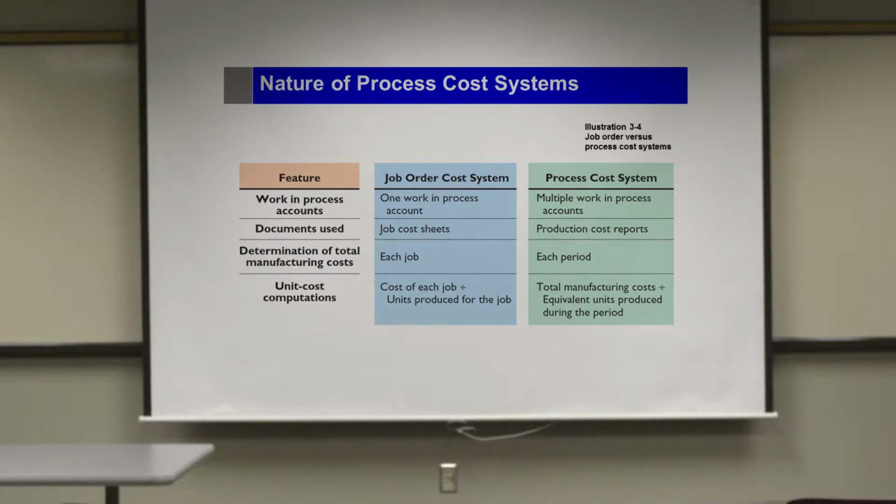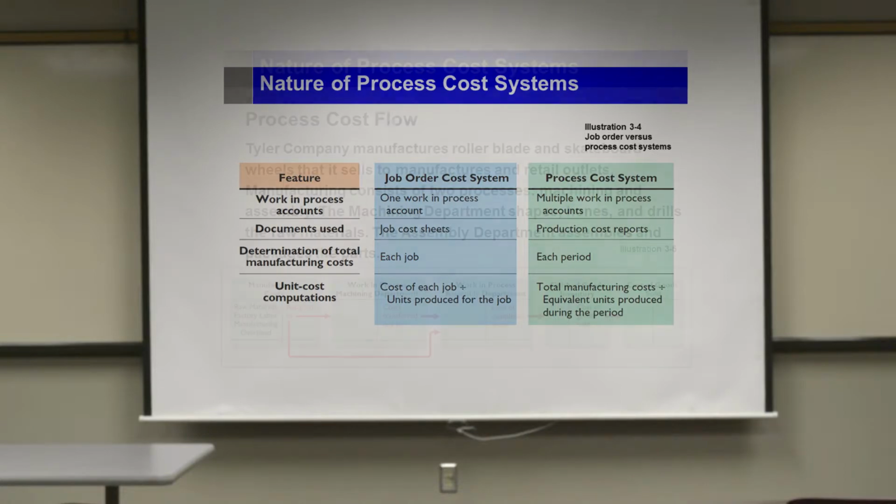As far as the unit cost computation is concerned, it is slightly different. In job order costing, you take the accumulated cost of each job and divide by the units produced for the job. In the process costing system, you take the total manufacturing cost, but you divide it by the equivalent units produced during the period. We will be discussing in detail what equivalent units means, and how the journal entries will flow along with the physical flow of goods in process costing.